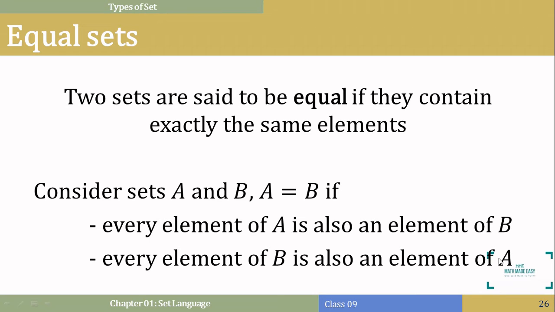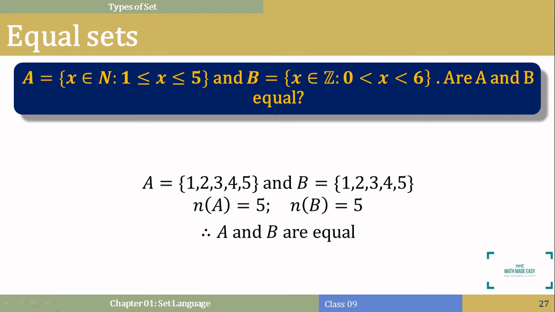Let's get closer to equal sets using an example. The set of natural numbers from 1 to 5, and the set of integers where 0 < x < 6, which is nothing but the same elements. These two sets have equal cardinality, and also the same elements. Any element you take in set A is also present in set B. So these two sets A and B are said to be equal.